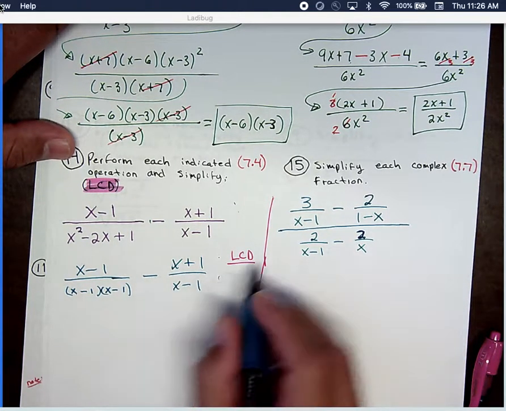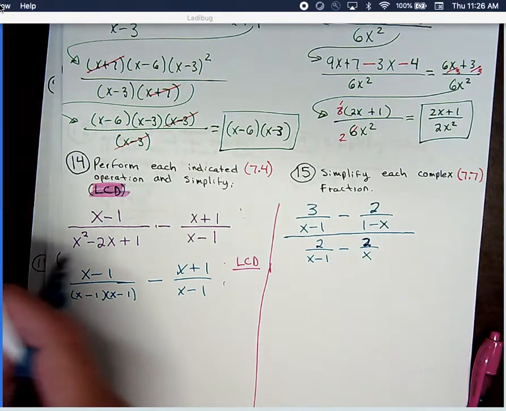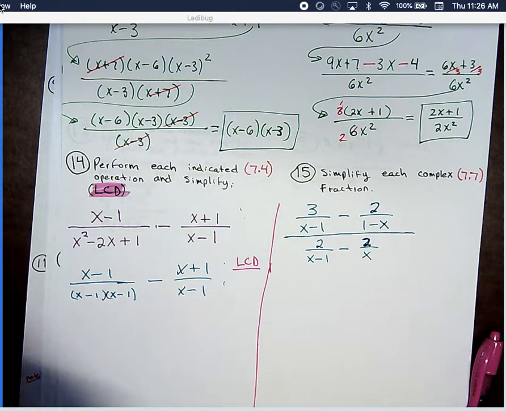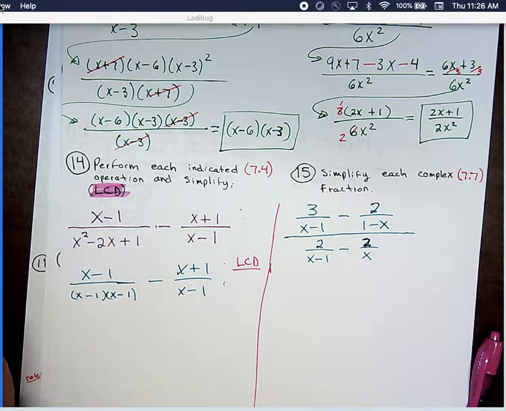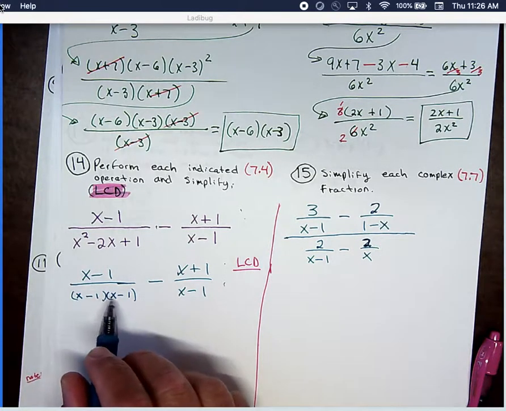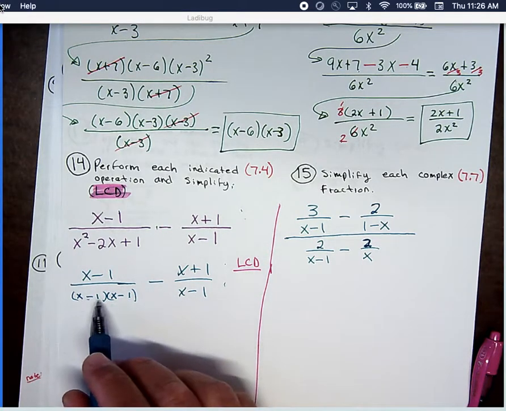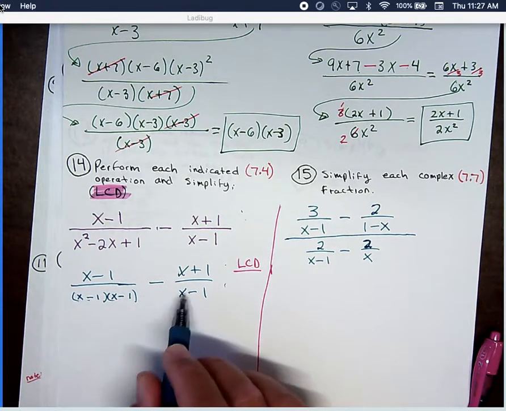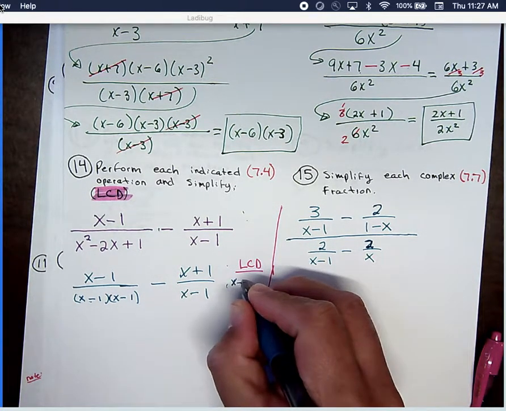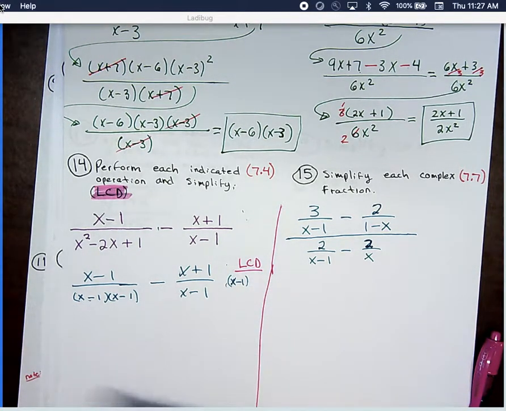Good. So now let's find the LCD, and this is section 7.4. That's this one. So remember, from here, what repeats? You have these two that repeat, so you're going to put it once over here, as part of the LCD.